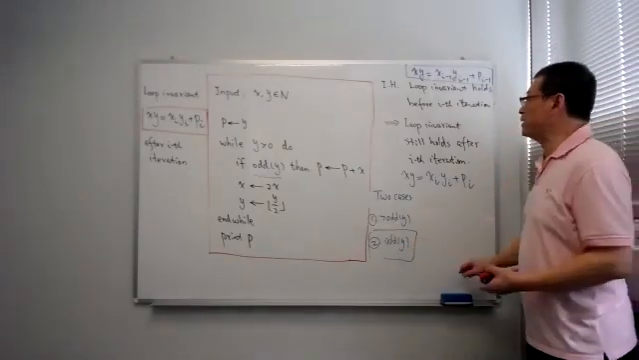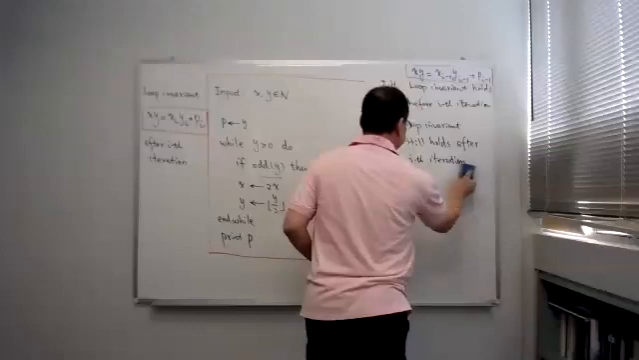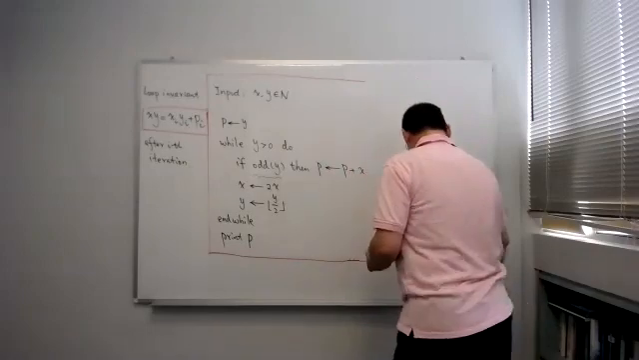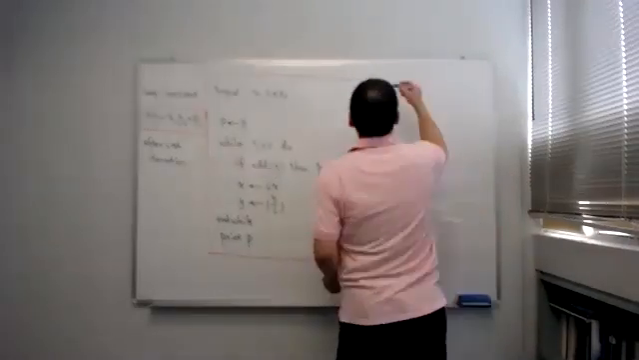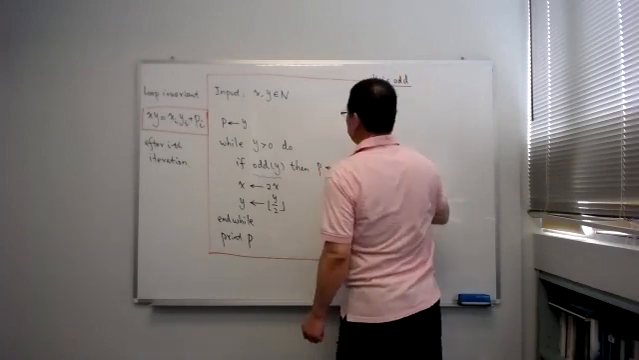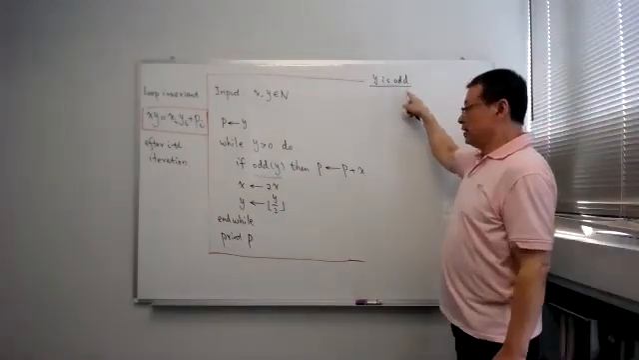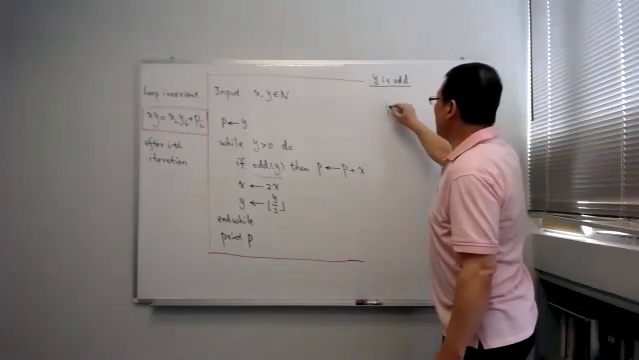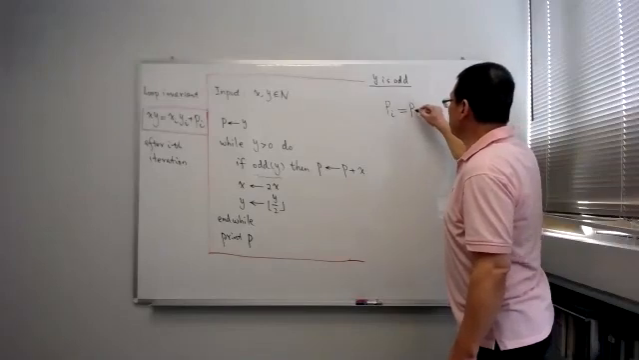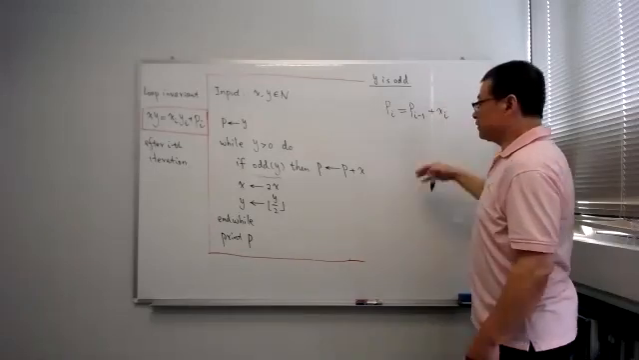When y is odd, what happens? So we consider this case. Okay. So let's see what happens when y is odd. The new value of p, so p_i, after execution will be the old value p_{i-1} plus the old value of x. So we have to see what happens.